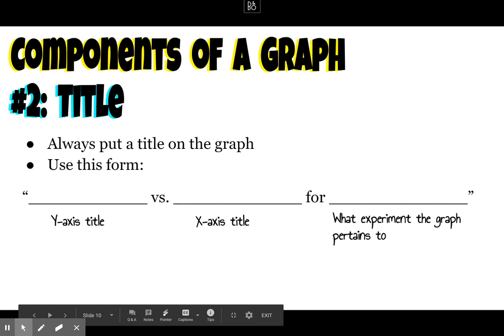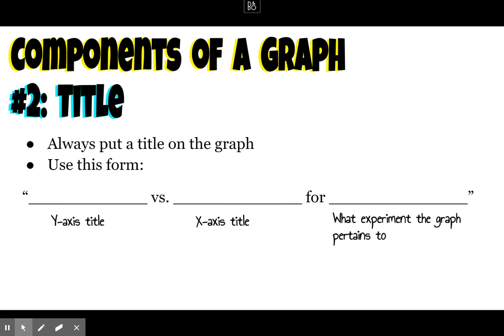So another component of your graph needs to be the title. You always want to title your graph so when people are looking at it, they know what your graph is about. And so a form that you should use is y-axis title versus your x-axis title for blank. And so that's a general form that you can use.